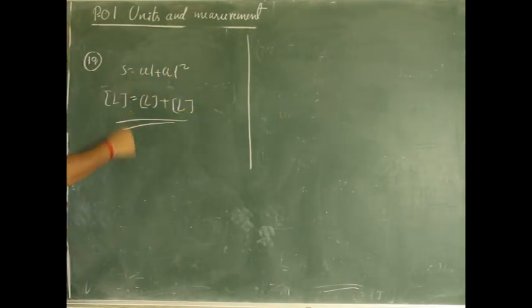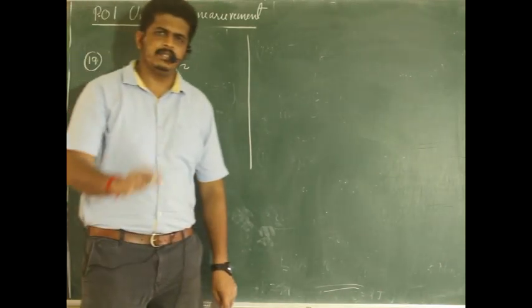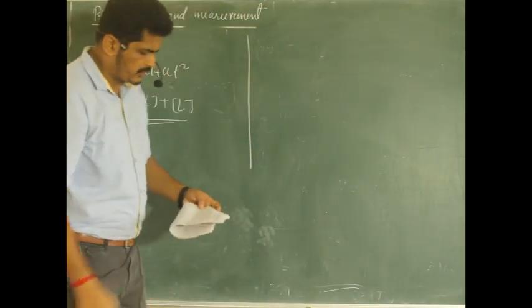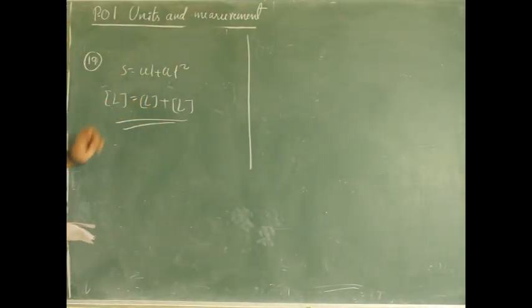So all the terms contained in the equation possess the same dimension, so that we can say that this is dimensionally correct. So that is about question number 19. So let me continue with the next one, that is question number 20.